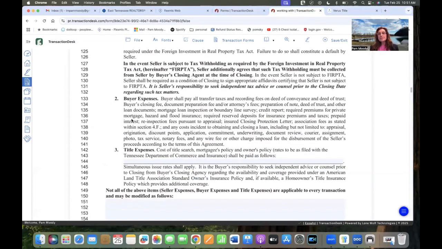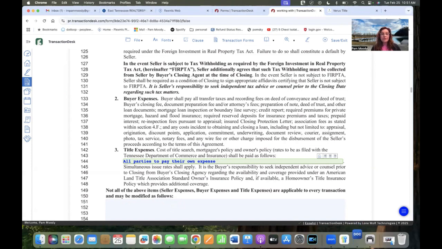So there are expenses, and that's why a lot of times when people come to me and say, I can get a 100% loan, I don't need any money, but you do. There's always expenses that are going to have to be paid by you. So what I like to put in here, title expenses, because it's more of a balanced market right now, usually I say all parties to pay their own expenses.